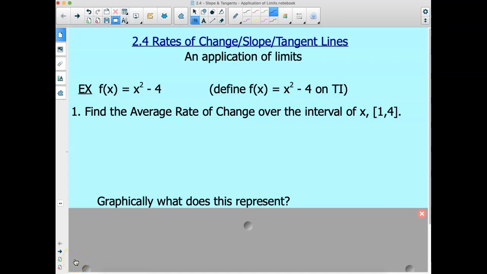All right, good morning, ladies and gentlemen. Section 2.4, rates of change, slope, and tangent lines, which are all applications of limits.